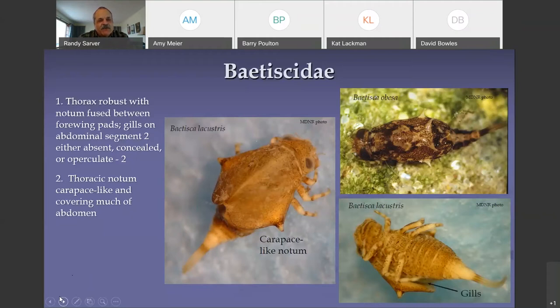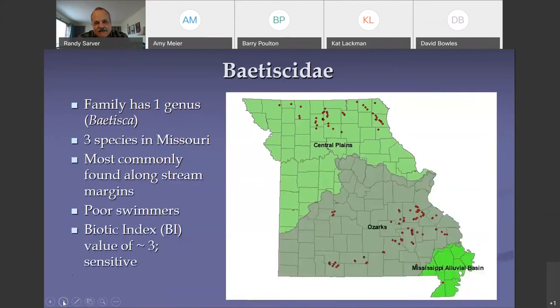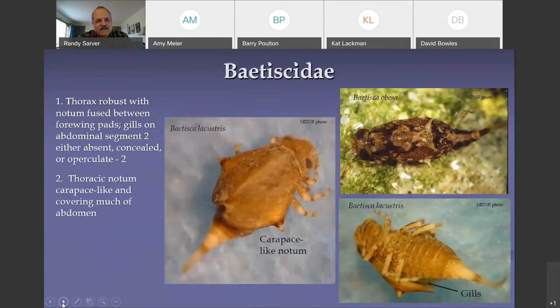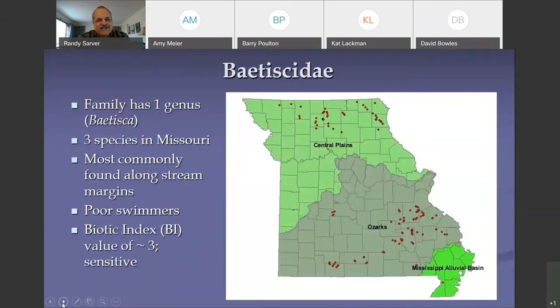It sends you to number two. And these are fairly distinct, thoracic notum, carapace-like. This family has one genus. Go ahead, advance, please. Baetiscidae has one genus in Missouri, or one genus period, Baetisca. We have three species in Missouri.